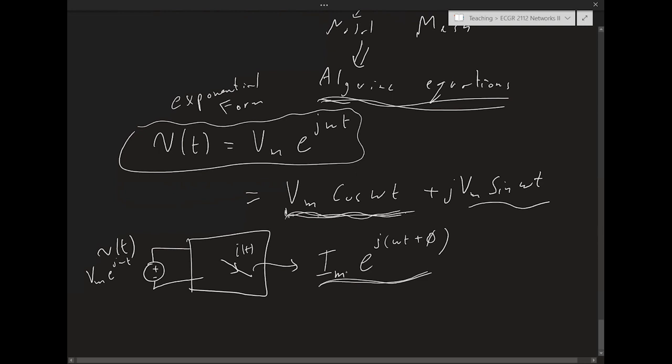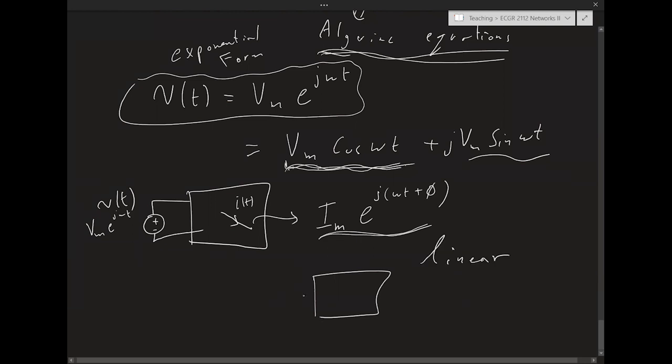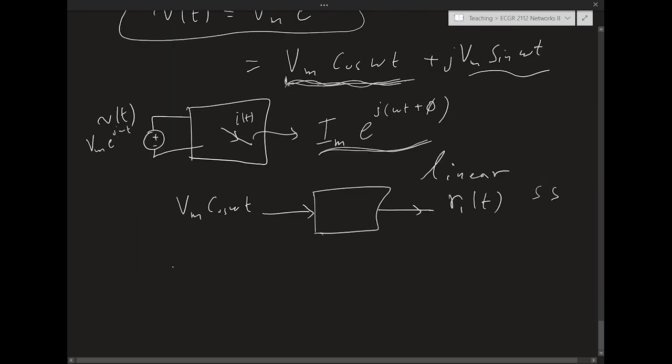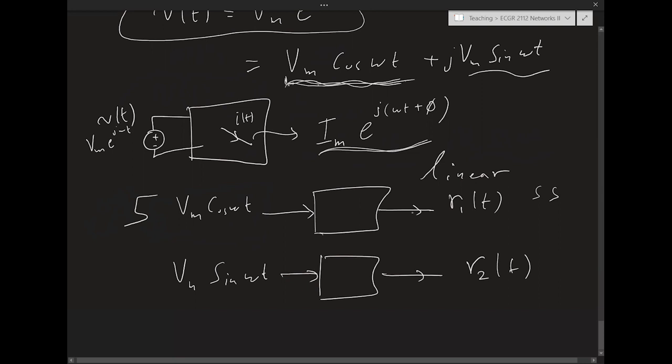Why does that work? That works because circuits are linear. Meaning if I have a circuit and I give it Vm cosine omega t and it gives me a certain response, let's call it R1 of t, at steady state, and then I give it Vm sine omega t, and it gives me some response R2, right? The property of any linear circuit is that if I multiply the input by a certain quantity, like 5, the output will be multiplied by 5. That's the basic property of linear circuits. It also follows that if I multiply the input by a complex constant, I multiply the output by the same complex constant. Linearity still applies even if the constant is complex.